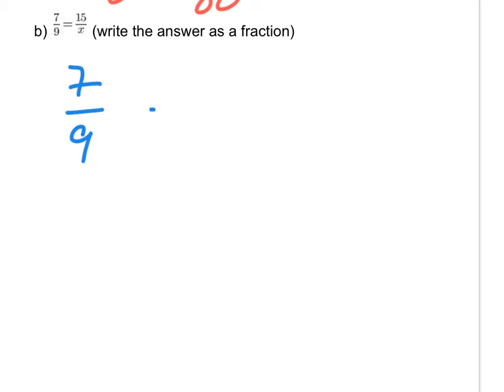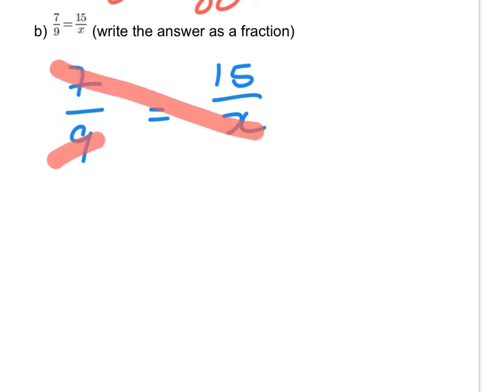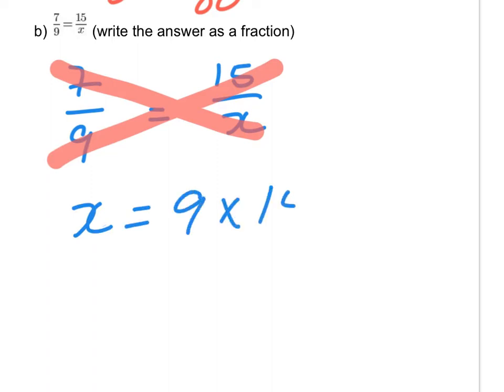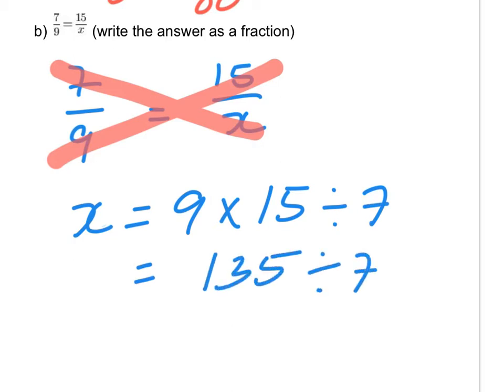7 over 9 equals 15 over x. Look at our diagonals again. We've got 7 and x there. We've got 9 and 15. So the diagonal with the two numbers is 9 and 15. So we do x equals 9 times 15 divided by 7, which is 135 divided by 7.